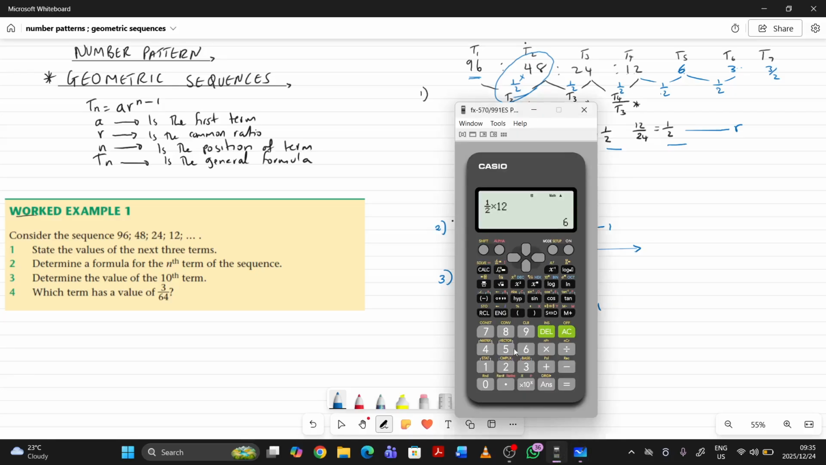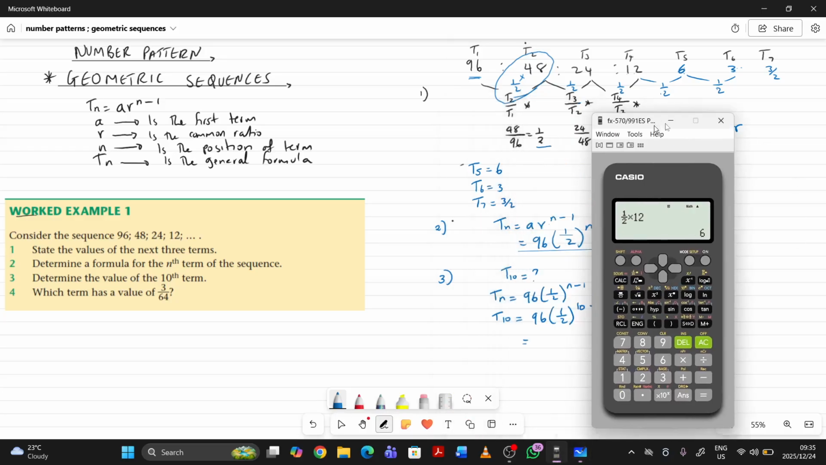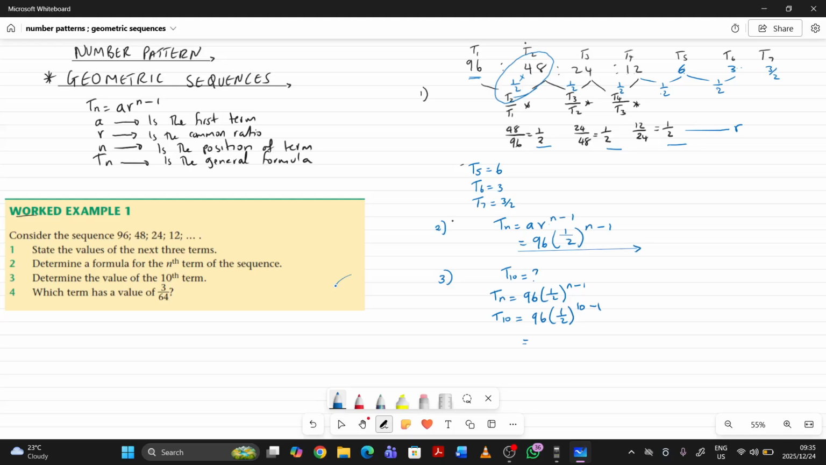So now you can take out your calculators, right? So let's punch that in. There we go. So now we're going to say 96, open bracket, 1 over 2, close bracket, to the power of 10 minus 1, right? And our final answer came in as 3 over 16.